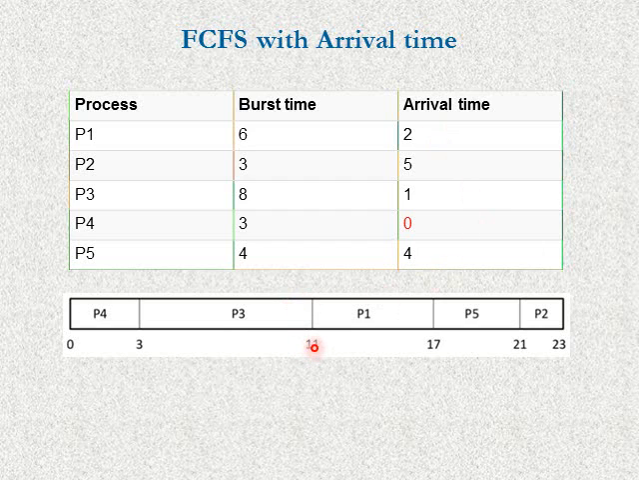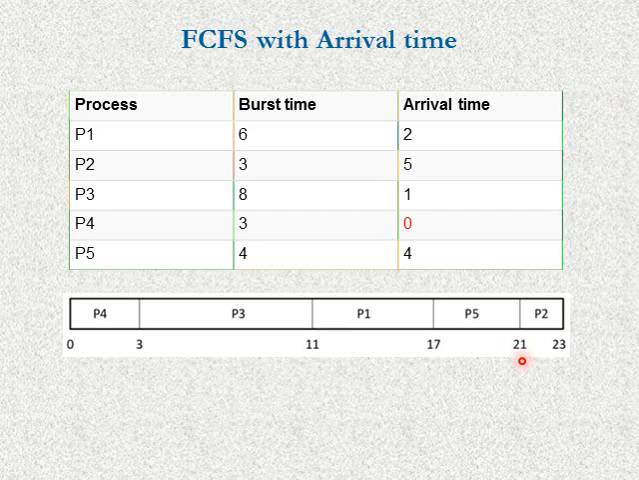P1. It will remain in the processor for the next 6 seconds, and at time interval 17, this P1 completes its execution. At that moment in the ready queue we have 2 more processes, P5 which arrived at time interval 4 and P2 that arrived at time interval 5. As P5 came earlier than P2, the scheduler will pick P5 and it will remain in the processor for the next 4 seconds to complete its execution.